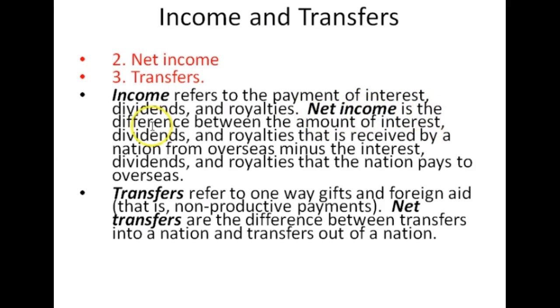So net income is the difference between the amount of interest, dividend and royalties that is received by a nation from overseas minus the interest, dividend and royalties that the nation pays to the overseas. So this balance is the balance in the income account.